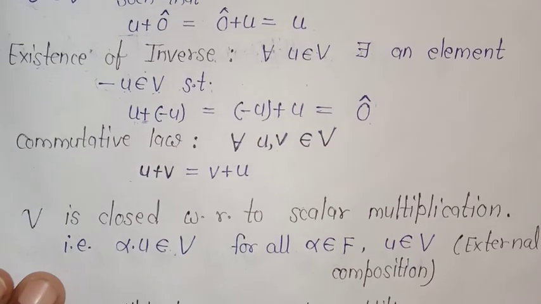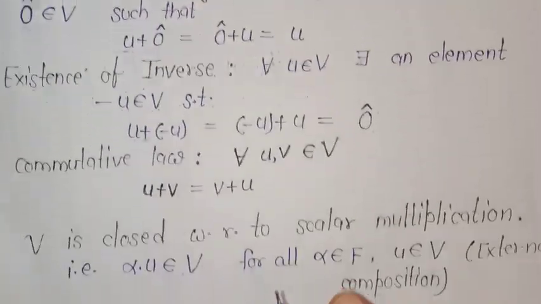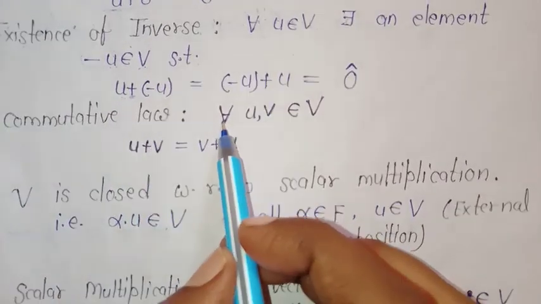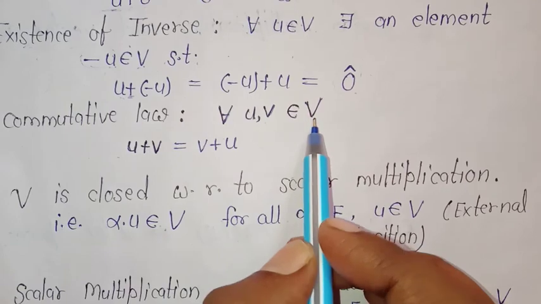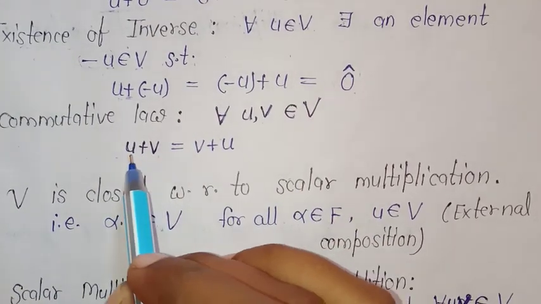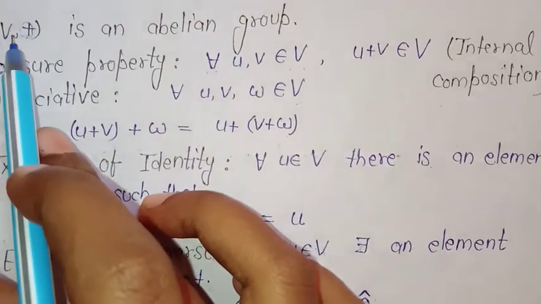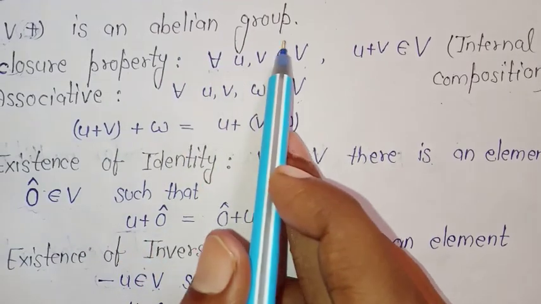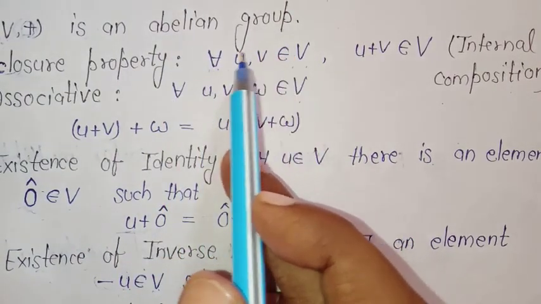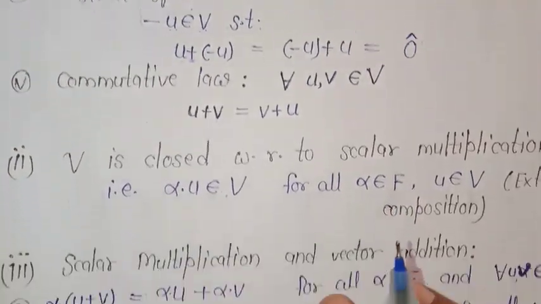Now the last one. Since we have said that this is an abelian group, the commutative law must hold. So the last property is the commutative law. That is, for all u, v belonging to V, v plus u is equal to u plus v. So if these five properties are holding, then we say that V plus is an abelian group. But this is not sufficient to say that V plus dot V over F is a vector space. So let's move to our next property.